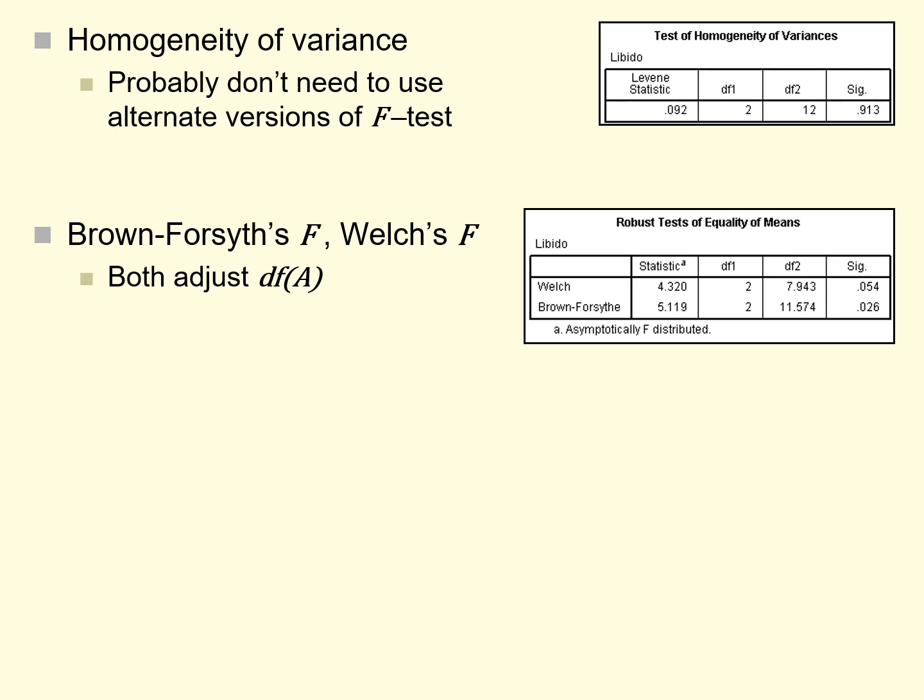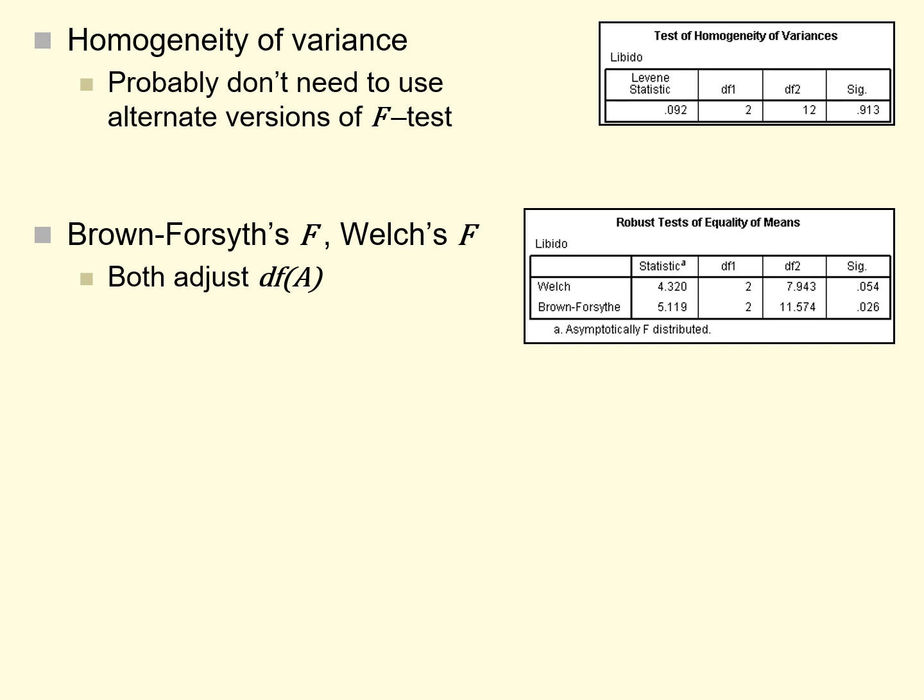Were we to be too worried about this, we could substitute the Welch statistic or the Brown-Forsythe statistic for the F statistic in our ANOVA, which you can see here work basically the same way. You get a value for the test statistic. It's got two degrees of freedom associated with it, that is to say a numerator and a denominator degrees of freedom, and it's got a p-value.